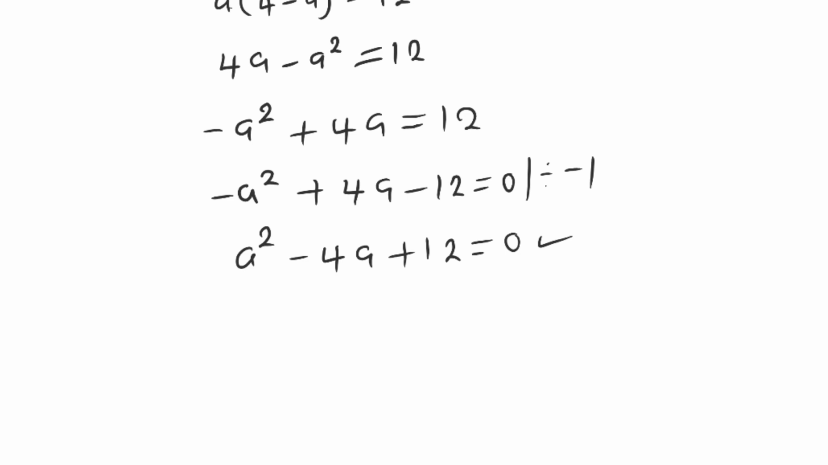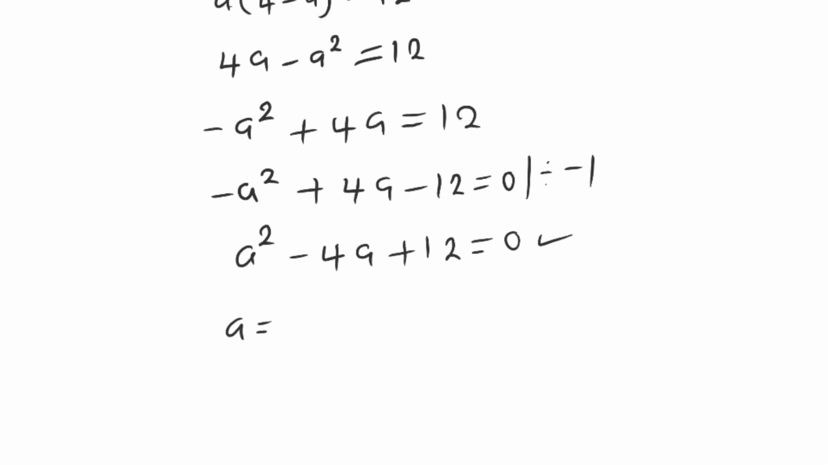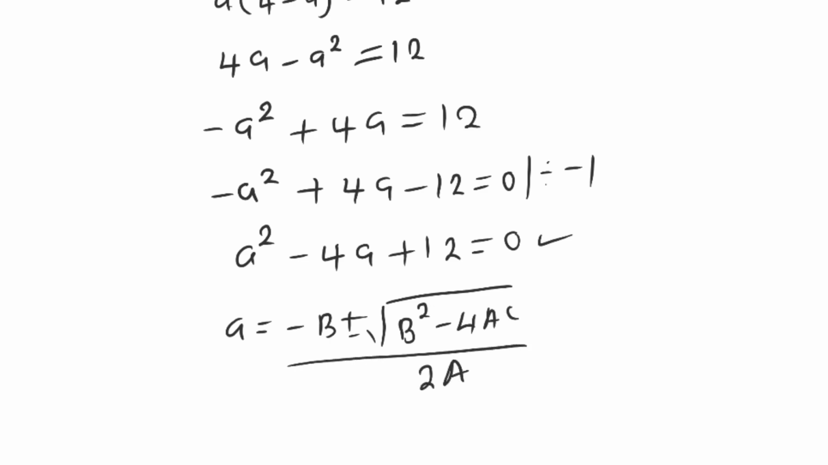And the quadratic general formula is given as A is equal to minus B plus or minus square root of B square minus 4AC over 2A. Then from this equation, A is equal to the coefficient of A square, which is 1. B is equal to the coefficient of A here, which is minus 4. And C is equal to the constant here, which is plus 12.